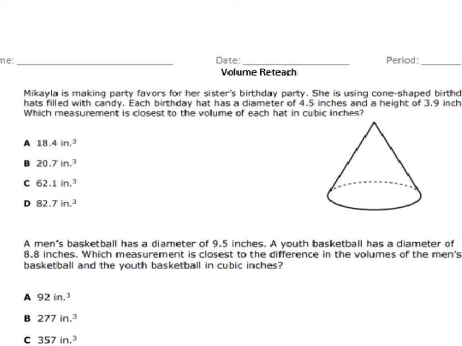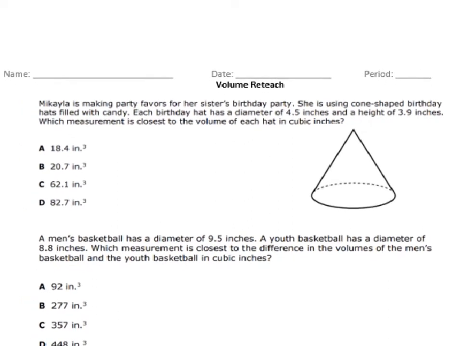Michaela is making party favors for her sister's birthday. She is using cone-shaped birthday hats filled with candy. Each birthday hat has a diameter of 4.5 inches and a height of 3.9 inches. What measurement is closest to the volume of each hat in cubic inches?